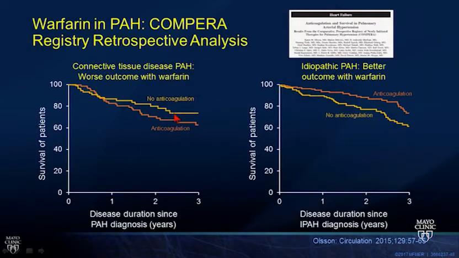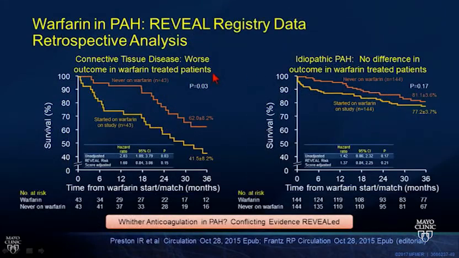Now, coming back to warfarin, when we look at a subset of patients with connective tissue disease, they clearly do better without anticoagulation. And in this study, the COMPERA study, the idiopathics did better with anticoagulation. But then when we look at another database, the REVEAL registry data, clear harm with connective tissue disease, and with idiopathic, no significant difference, basically. So that evidence is conflicting.